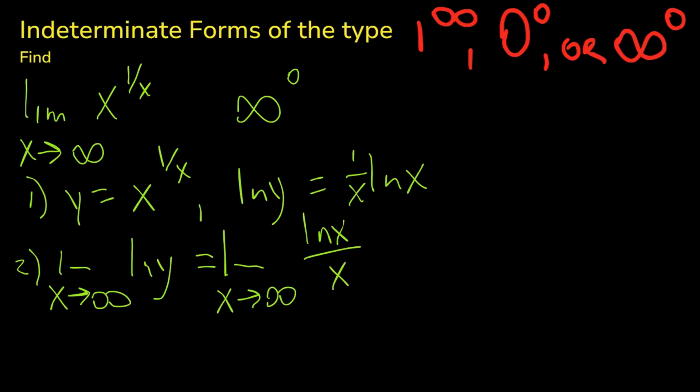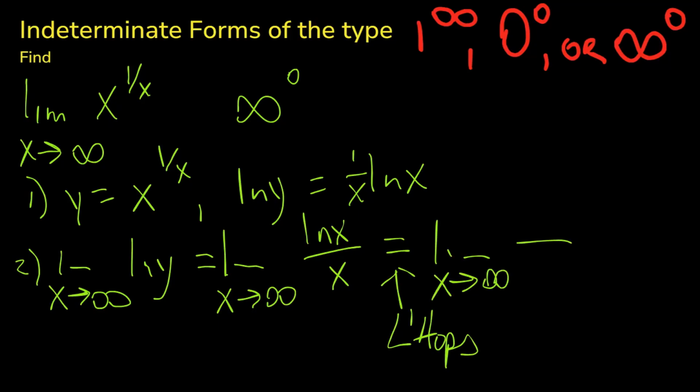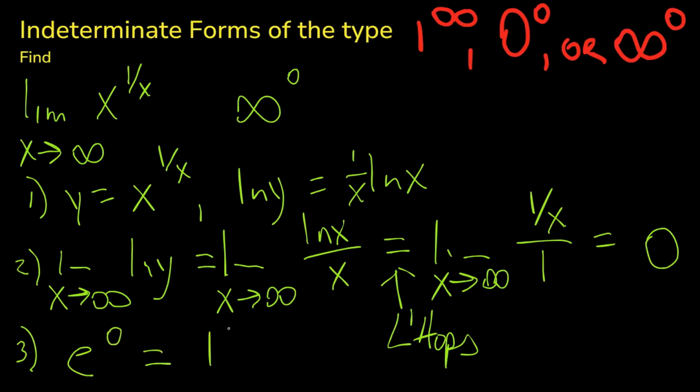And this is an indeterminate form at infinity of the type infinity over infinity. So we can apply L'Hopital's rule. The derivative of the numerator is 1 over x. The denominator is just 1. So at infinity, this limit would be equal to 0. And lastly, remember, since we natural logged at the beginning to evaluate the limit, we have to exponentiate to undo that. So e to the 0 is equal to 1, and that is our limit.